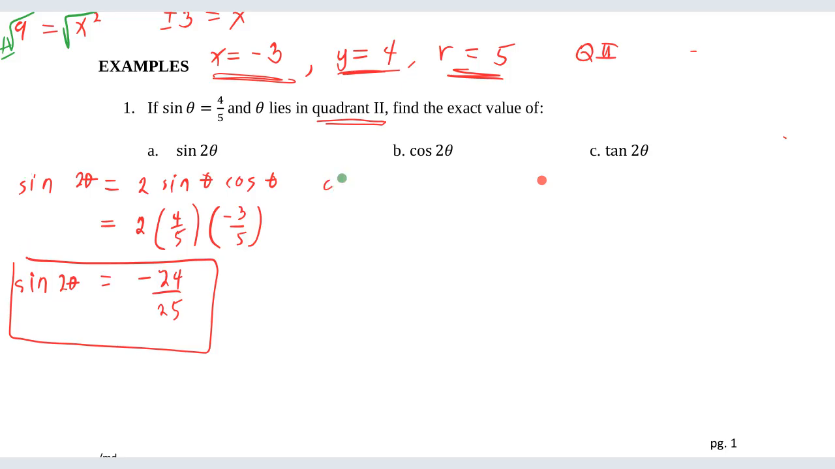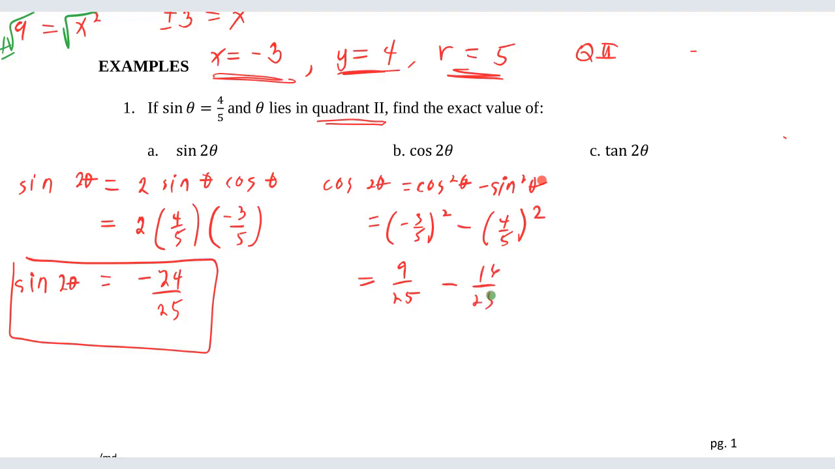So cosine 2 theta is equal to cosine squared theta minus sine squared theta, which is now equal to, cosine is negative 3 over 5 squared minus sine is 4 over 5 squared. So now we square both terms here. We have 9 over 25 minus 16 over 25. Subtracting this, we have negative 7 over 25. So this is now cosine double angle.